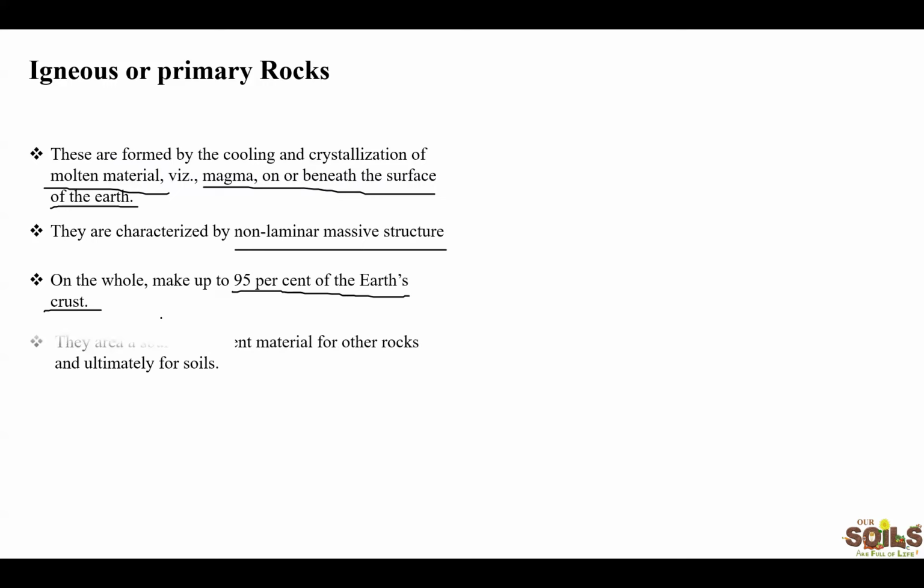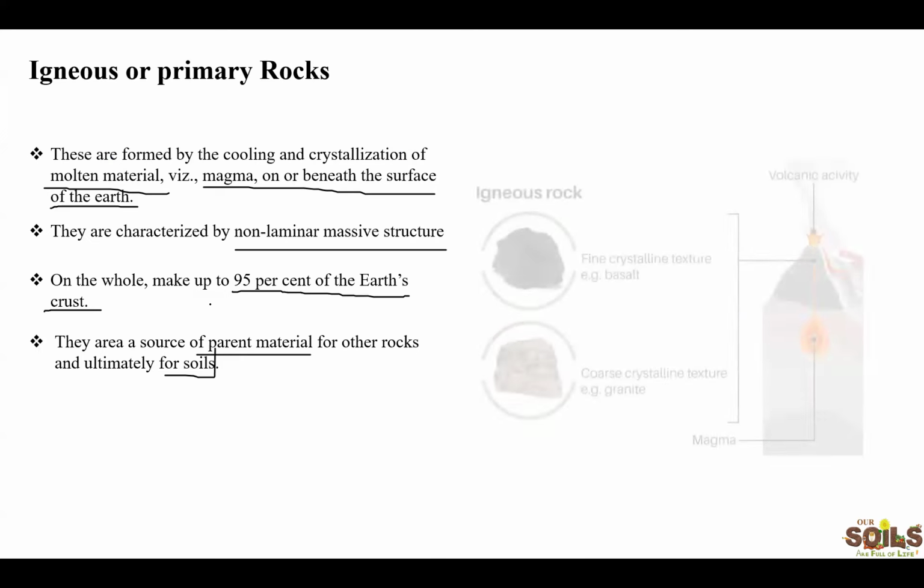Followed by, these materials are the main sources. These igneous sources are the main source of parent material, and ultimately these are the source for the soils too. Most of the earth's crust, about 95%, is made up of them. So these are the main source for the parent material, and from the parent materials the soils are formed.